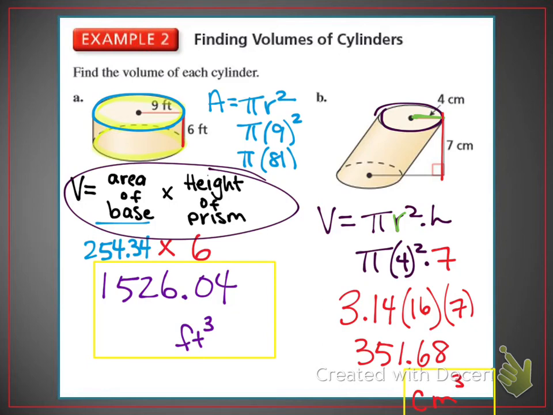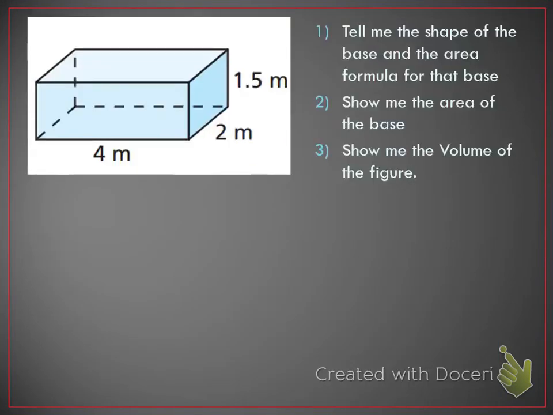Okay, so at this point, you're going to get out a whiteboard and a marker. I need you to do this one at a time. So you answer the first part and then show me. Answer the second part and then show me. Answer the third part and then show me. Because the first says, what is the shape of the base? And what is the formula?